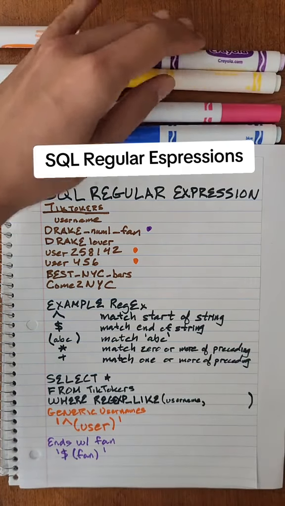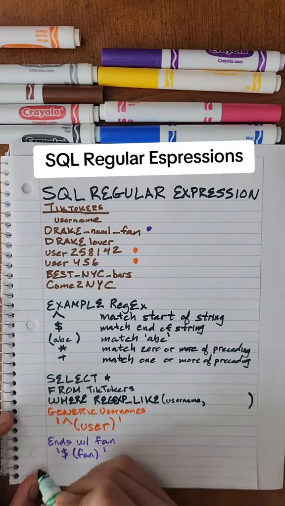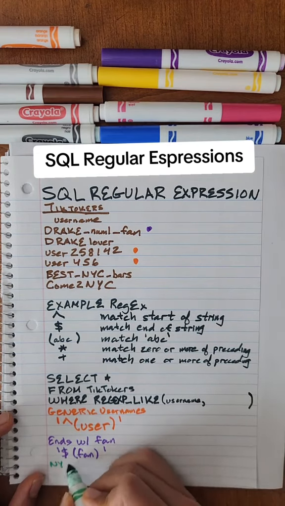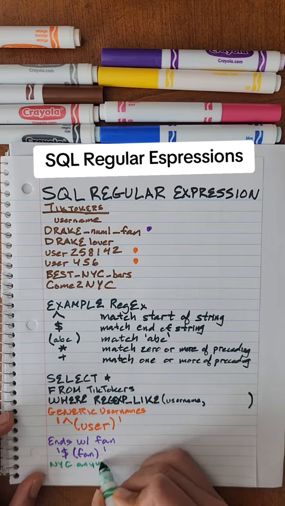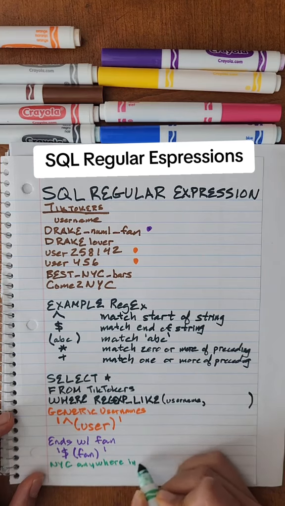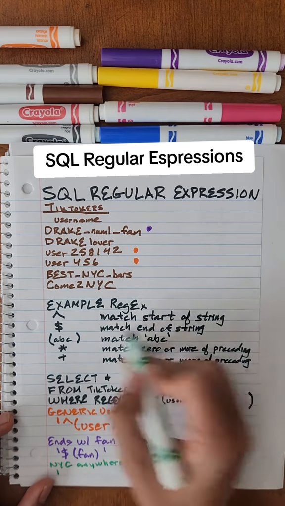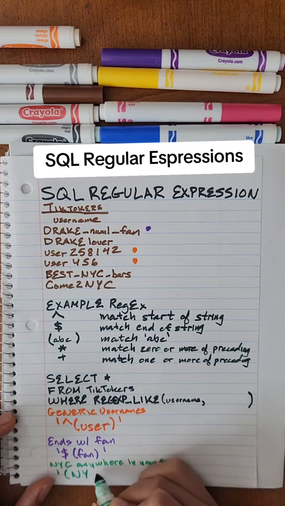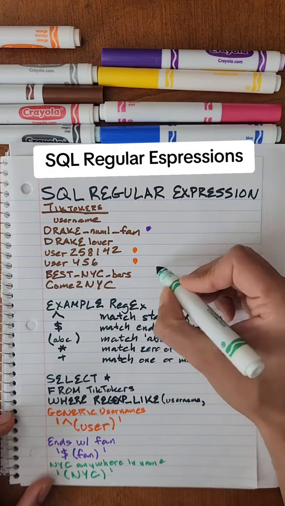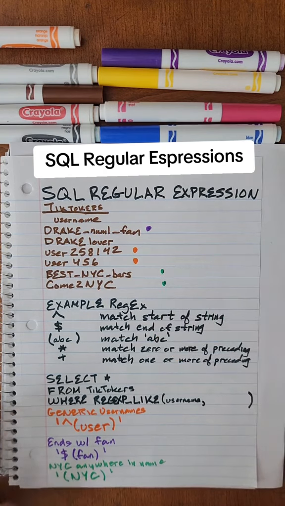And then lastly, let's do New York City, anywhere in the name. In that case, it doesn't have to start with or end with anything, in which case you just put New York City and close that. That'll give you this result and this result.